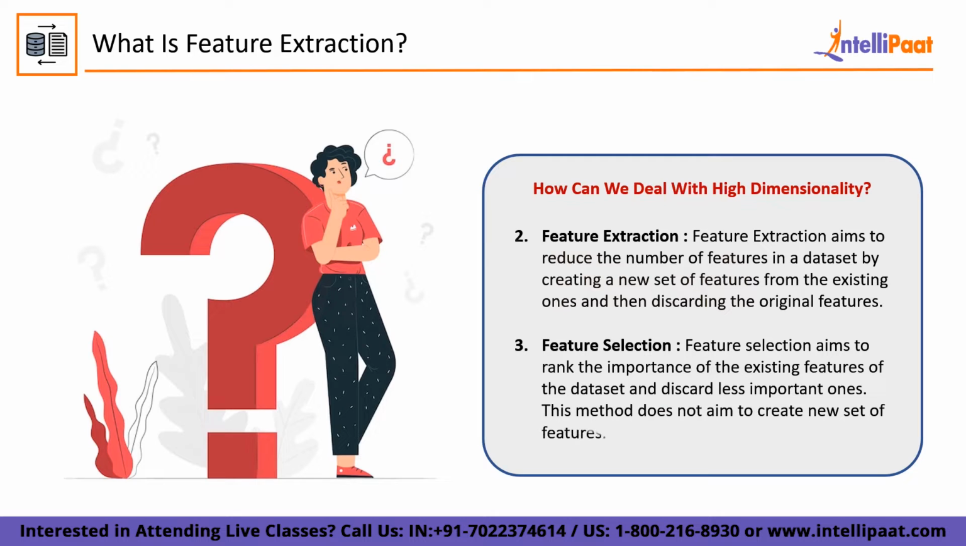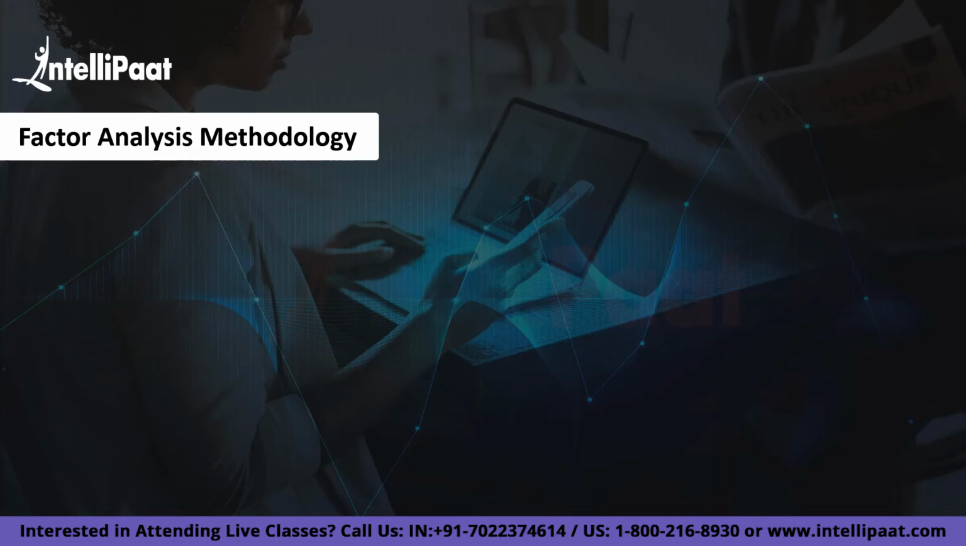Another commonly used technique to reduce the number of features in a dataset is feature selection. The basic difference between feature selection and feature extraction is that feature selection aims to rank the importance of the existing features of the dataset and discard less important ones. Basically, unlike feature extraction, you don't create a new set of features that summarize your original data. In this session, we are going to focus on feature extraction with the technique of factor analysis.